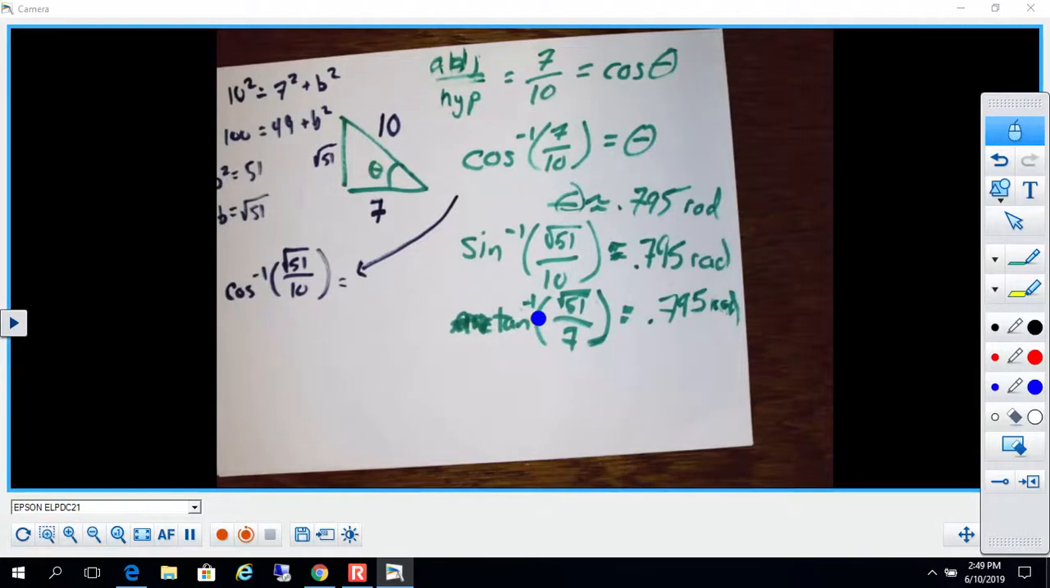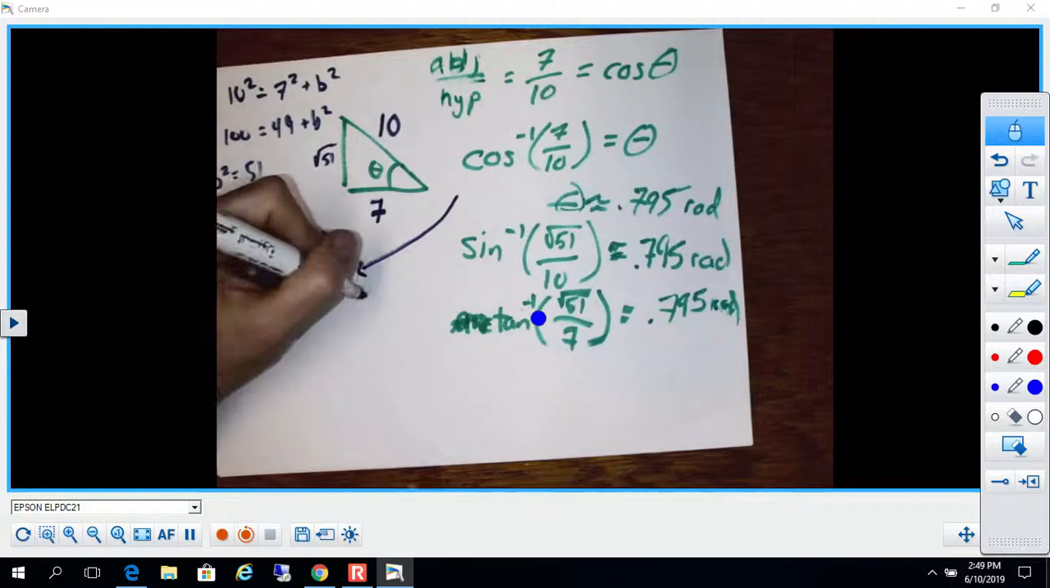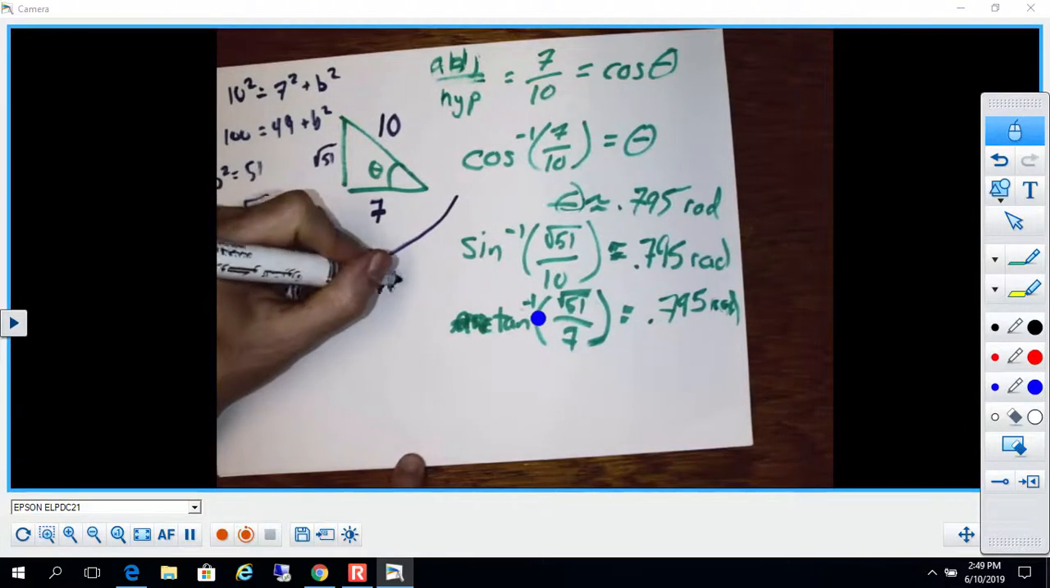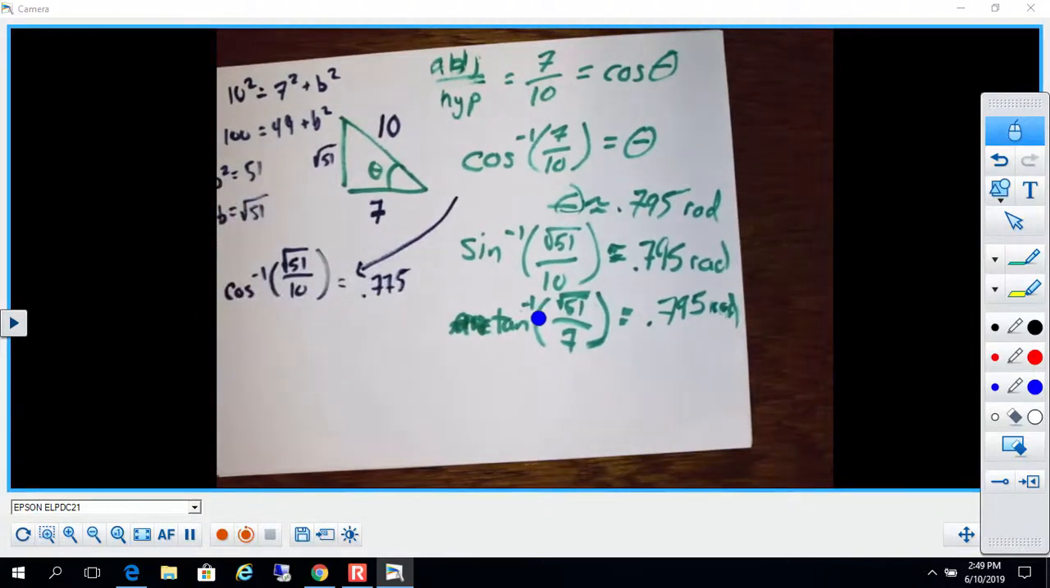Okay. The inverse cos of root 51 over 10 is 0.775. Okay. Now I want you to do something else. I want you to do pi over 2 minus 0.775.